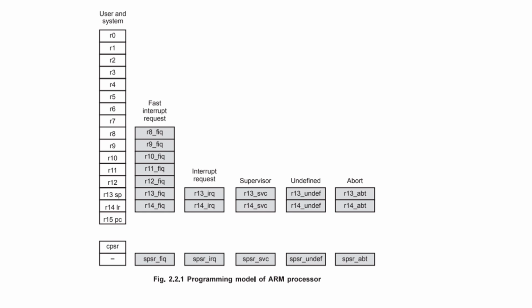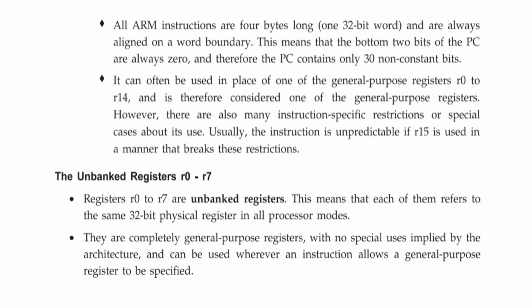Then there is fast interrupt request mode, which utilizes R8 to R14. Then there is interrupt request where it utilizes only R13 and R14. Same goes for supervisor, undefined, and abort modes. So total 6, right? And the CPSR is there in the user and system mode itself. So the details of these registers, how they function and what they do, we'll see in this slide.